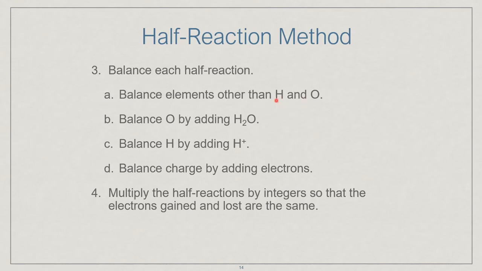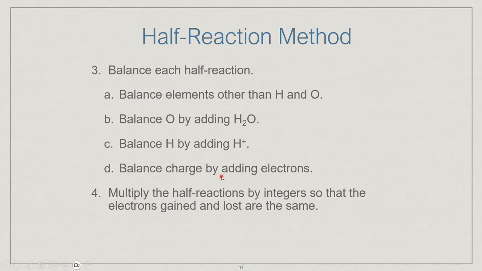We should be able to balance everything but at least hydrogen and oxygen. So if we had nickel in that half reaction, we should already have nickel on both sides. So we may need to add coefficients to one side or the other. But we should be able to balance all of those with the exception of hydrogen and oxygen. And then if we've got an excess of oxygen on one side, we're going to balance that by adding water to the other. And if we've got an excess of hydrogen on one side, we're going to balance it by adding the hydrogen ion, the proton, to the other.